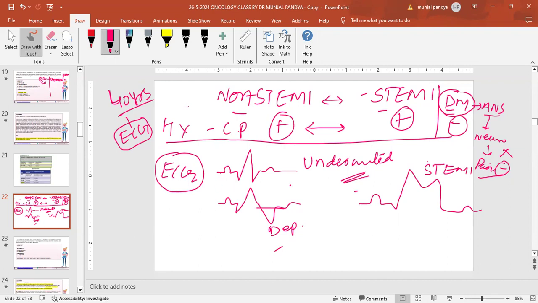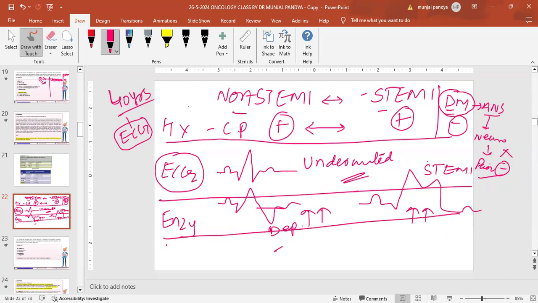So this is absolutely the ECG finding for STEMI and non-STEMI. Enzymes get elevated in both. Am I right, Iram? Yes, sir. Troponin T, I, CKMB, whatever. And the most critical part is the treatment.